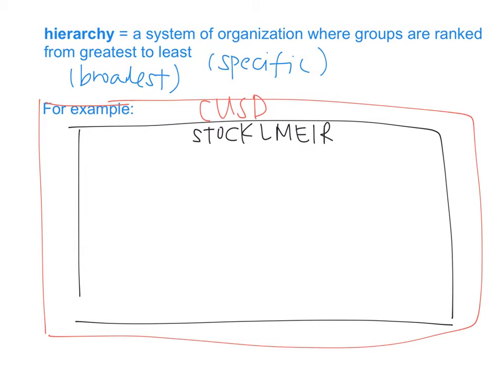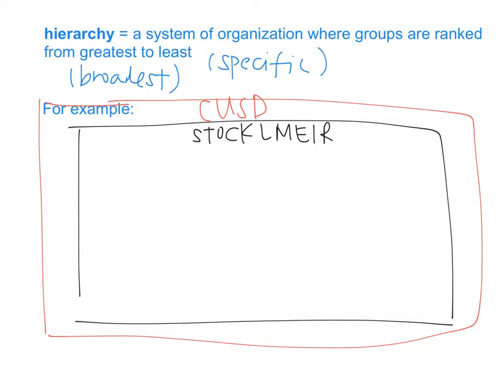So does that mean that all people who go to Cupertino Union School District go to Stockholmeyer? No. But does it mean that if I'm a person here in Stockholmeyer, I'm also in the Cupertino Union School District? Yes. Does that make sense? So which one's a broader category? CUSD or Stockholmeyer? CUSD. So CUSD in our hierarchy is greater or more broad, and Stockholmeyer is less and more specific. Does that make sense?